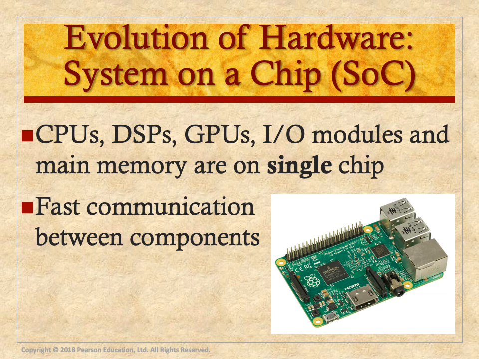And finally, we have the so-called system on a chip. On the picture here, you can see the so-called Raspberry Pi, which is an entire computer system on a single board. So you can basically plug in a screen, a keyboard, and a mouse, and then you have a fully functional computer. Since everything is integrated into a single chip, the communication between the components is fast and easy, which makes a system on a chip typically very efficient.